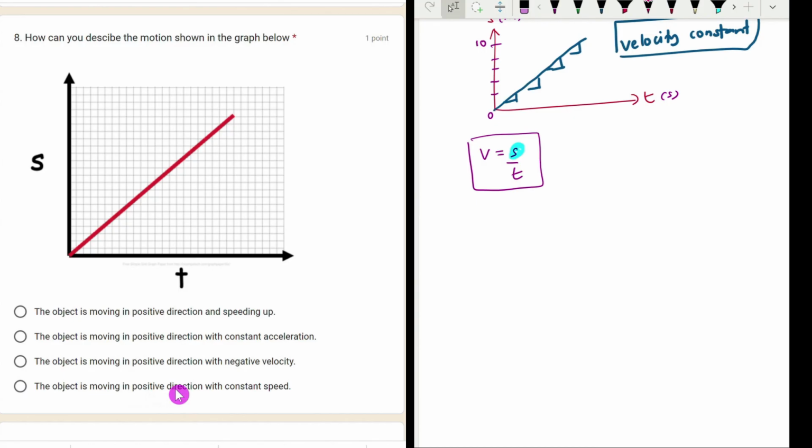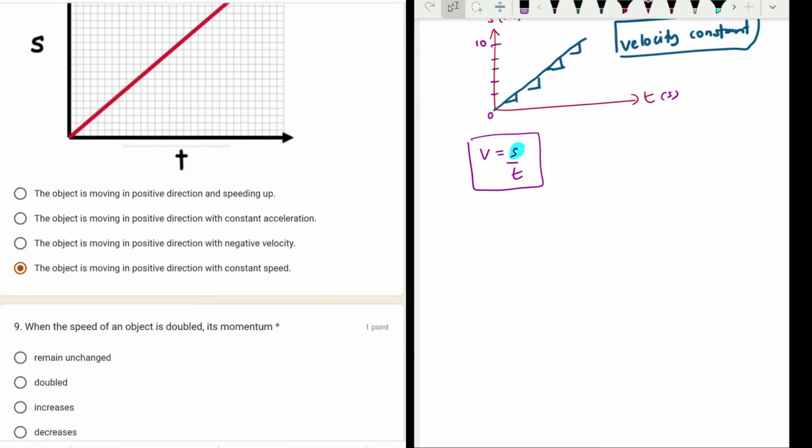So the object is moving in positive direction with constant acceleration. Tidak, bukan constant acceleration, tetapi constant speed ataupun constant velocity. Okay, kenapa kat sini dia sebut speed? Sebab dia dah sebut dia punya direction dekat sini. The object is moving ke arah mana? Positive direction, dan dia punya speed ataupun V dia adalah constant. Okay, constant speed will give you zero acceleration. So yang B ni salah lah. Okay, so the answer is D.